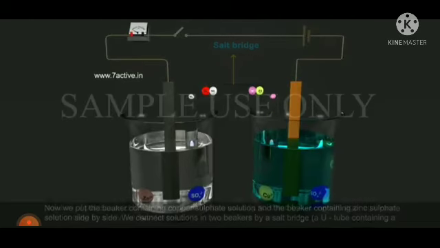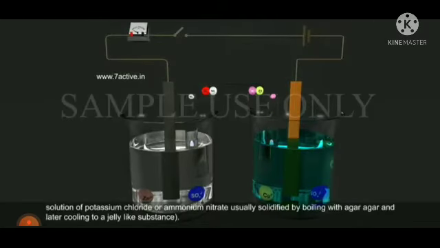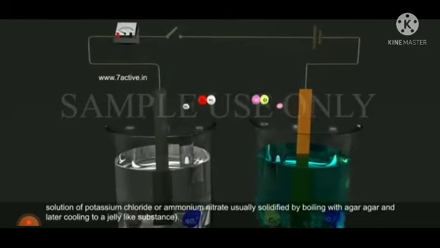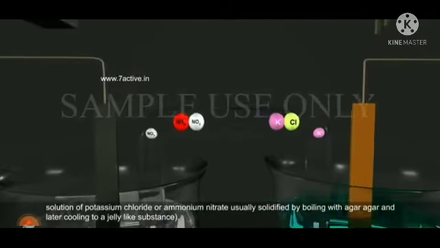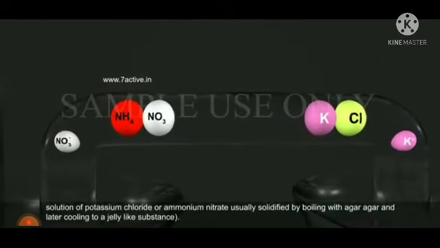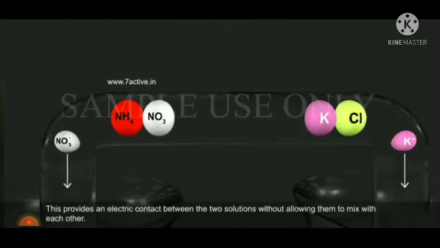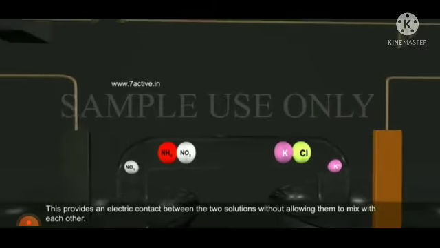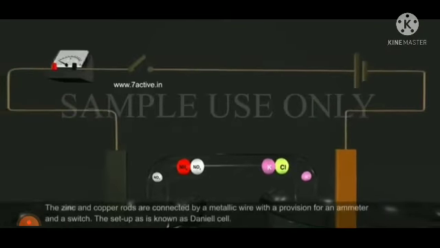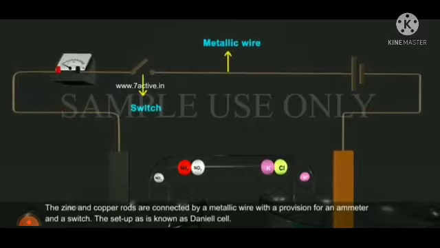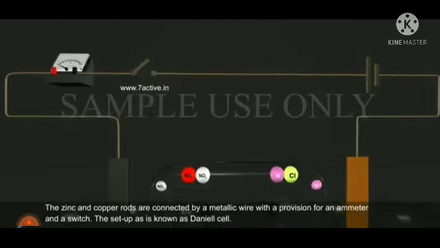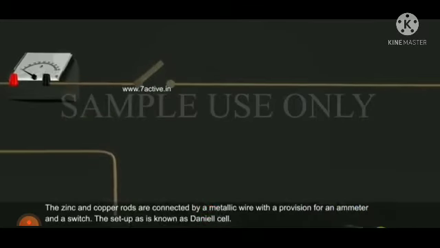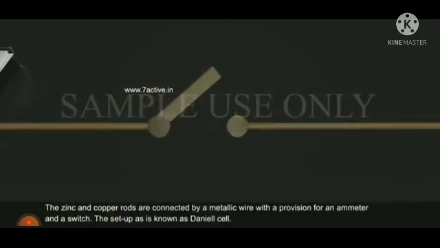A U-tube containing a solution of potassium chloride or ammonium nitrate is usually solidified by boiling with agar-agar and later cooling to a jelly-like substance. This provides an electric contact between the two solutions without allowing them to mix with each other. The zinc and copper rods are connected by a metallic wire with a provision for an ammeter and a switch. The setup is known as the Daniell cell.